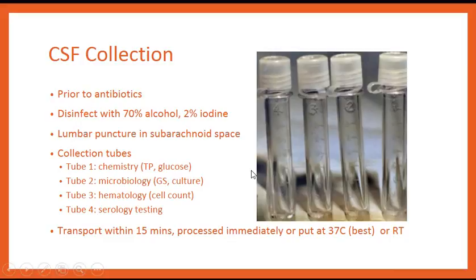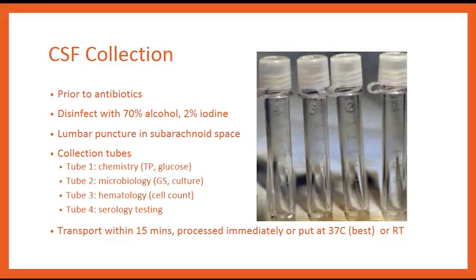Tube 1 is the fluid that's drawn off first, and this is supposed to be given to chemistry for total protein and glucose and maybe LDH or other chemistry tests. Tube 2 is supposed to be for micro. This is gram stain and culture. In both of these tubes, you centrifuge the specimen and you perform the test in chemistry on the supernatant. And in micro, you perform the test on the sediment because you're going to centrifuge the bacteria, if there's any in there, to the bottom.